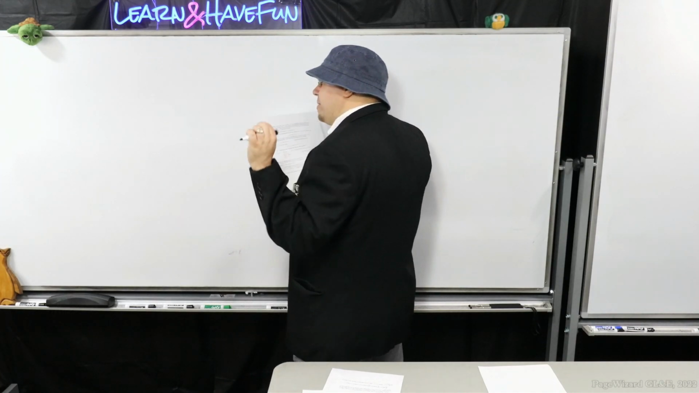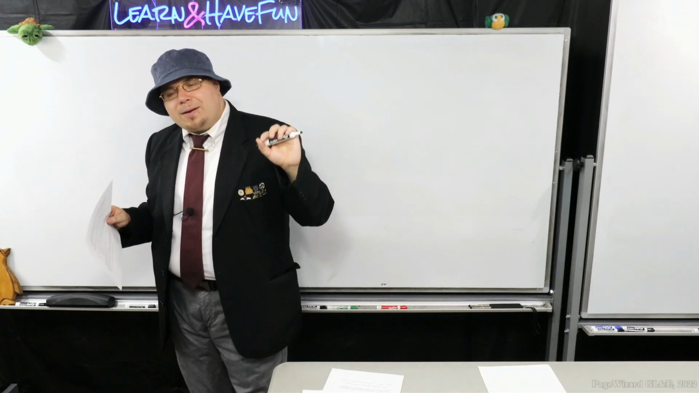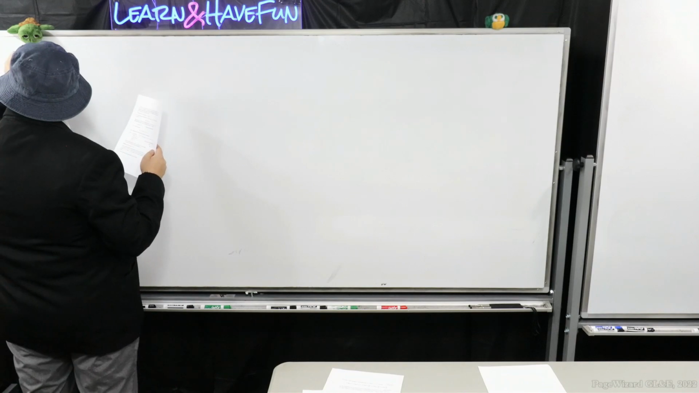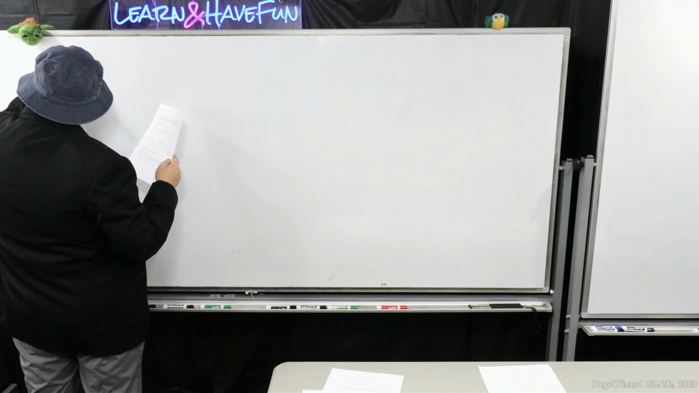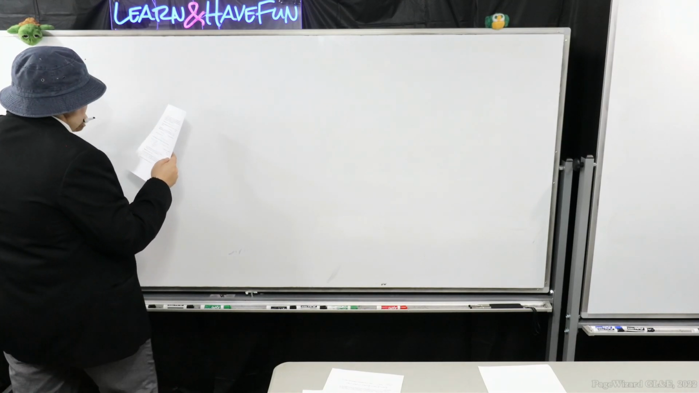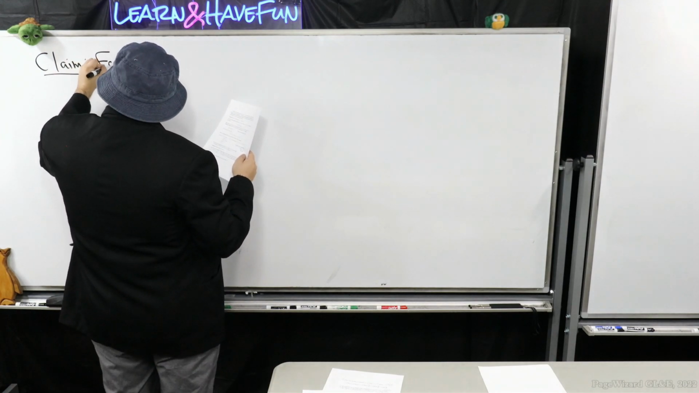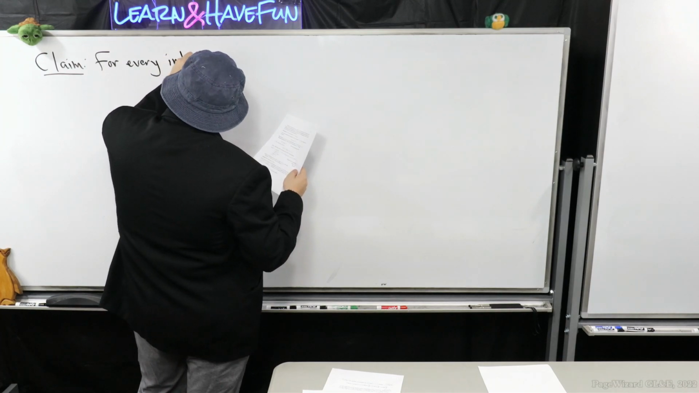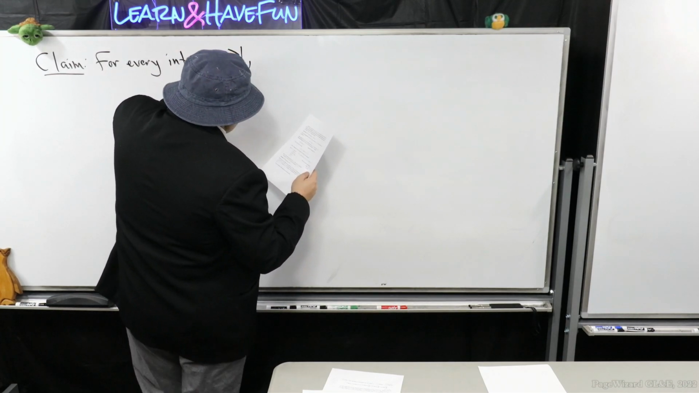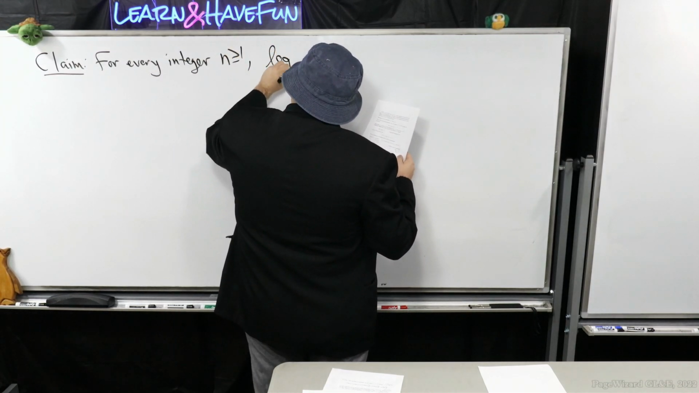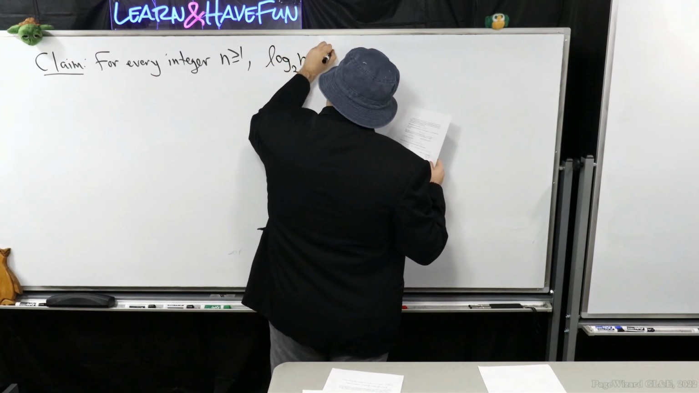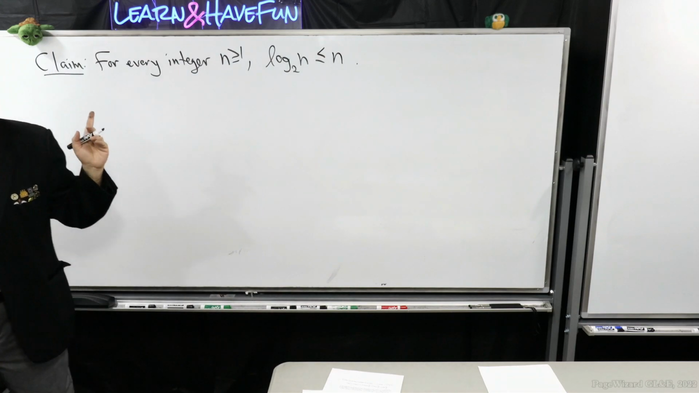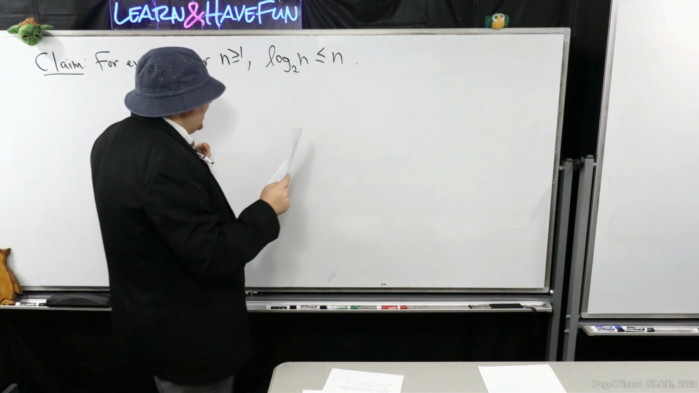So a key ingredient to make this proof work is I'm going to prove the following claim for you. So for every integer n greater or equal to 1, it has to be that log base 2 of n is less than or equal to n. Now I must stress that there is a stronger claim you can make here, but this is all I need to make this work, okay?